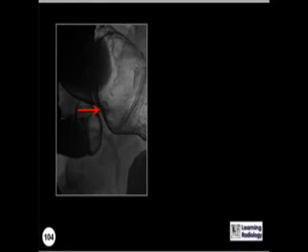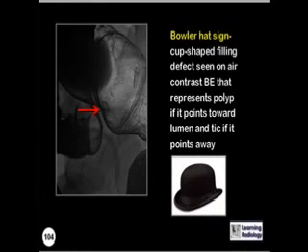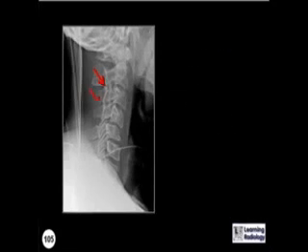This is the bowler hat sign, the cup-shaped filling defect seen on air contrast barium enemas that represents a polyp usually if it points toward the lumen and a diverticulum if it points away. What is the name of this sign?